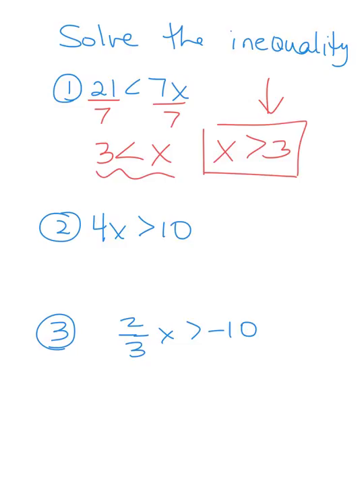In number 2, I have 4x is greater than 10. So again, there's my wall. I have 4 times x, so I'm going to do the opposite operation, which is divide. And I have x is greater than 10 over 4. Now I can simplify that to x is greater than 5 over 2.